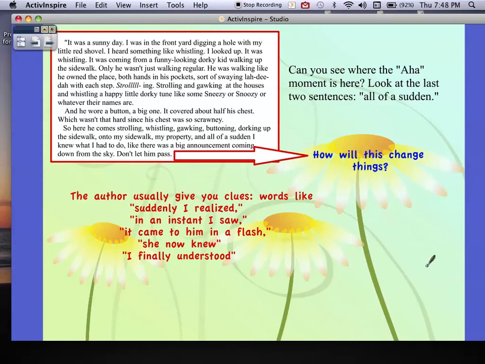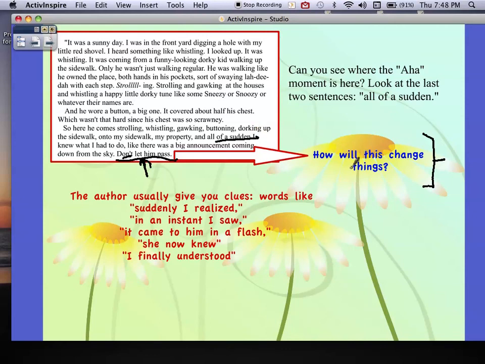And all of a sudden, I knew what I had to do. Like there was a big announcement coming down from the sky. Don't let him pass. There's the aha moment. Here's your clue: all of a sudden, I knew. There's the clue words. And the aha moment is, I can't let him pass by me. So your question here is going to be, how is this thought going to change the rest of the plot that happens? There were the clue words, there's the moment, and there's the question.